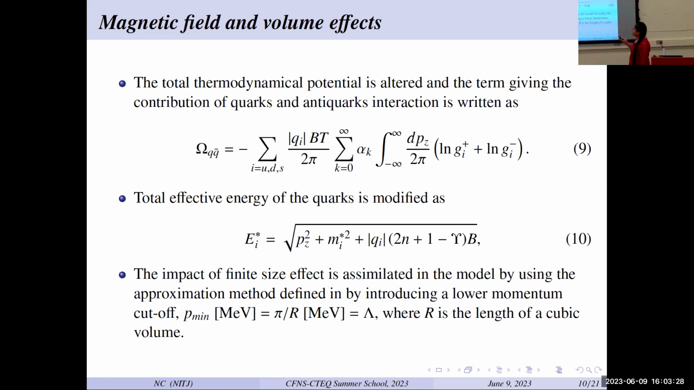And next, as we know, when the magnetic field comes into the picture, there's Lorentz force. So due to this Lorentz force, we will have Landau levels. So these levels are included as 2n plus 1 minus gamma, where n is the principal quantum number and gamma is the spin quantum number. So considering this and adding this to our model, we get a defined quark and anti-quark interaction term. And by this, we can study how our model will evolve with the inclusion of volume effects as well as the magnetic effects. So these two are separate things. I have not studied them together, I studied them differently.